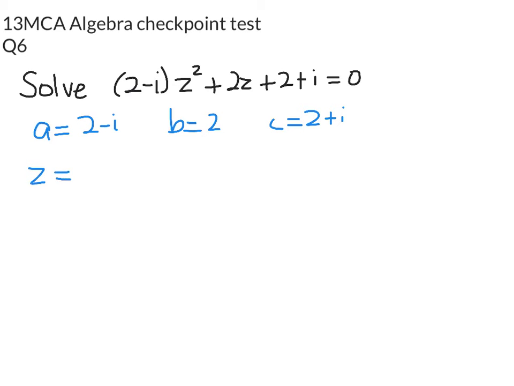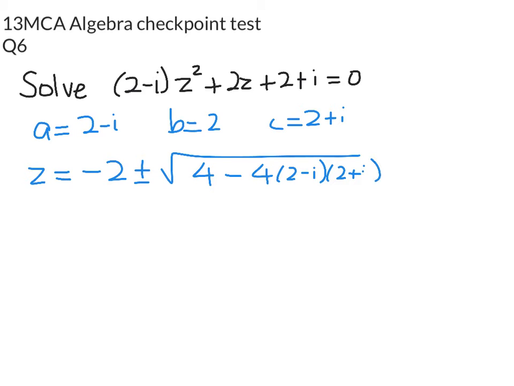So z is equal to negative b, negative 2, plus or minus the square root of b squared, 4, minus 4ac. So 4 times 2 minus i times 2 plus i. Hopefully you notice straight away that one's the conjugate of the other, so that's going to mean that we get a real value here. We're dividing by 2a, so 2 times 2 minus i.